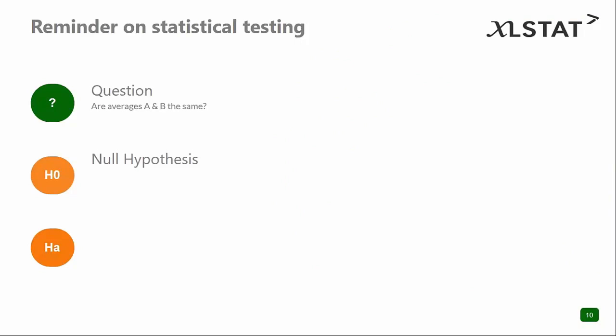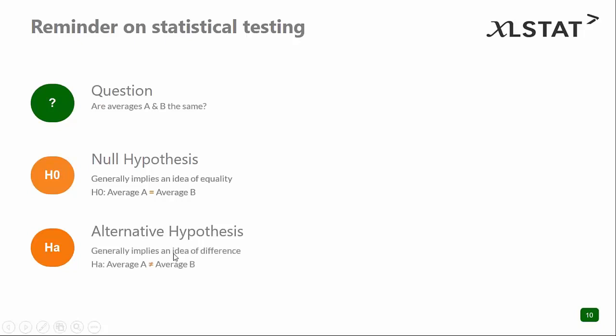Statistical tests involve two hypotheses that challenge one another. The null hypothesis, which can be written as follows: H0, average A equals average B. So null hypotheses generally imply an idea of equality. Whereas the challenging hypothesis, which is the alternative hypothesis, generally implies an idea of a difference. It can be written as follows in our example: average A is different from average B.